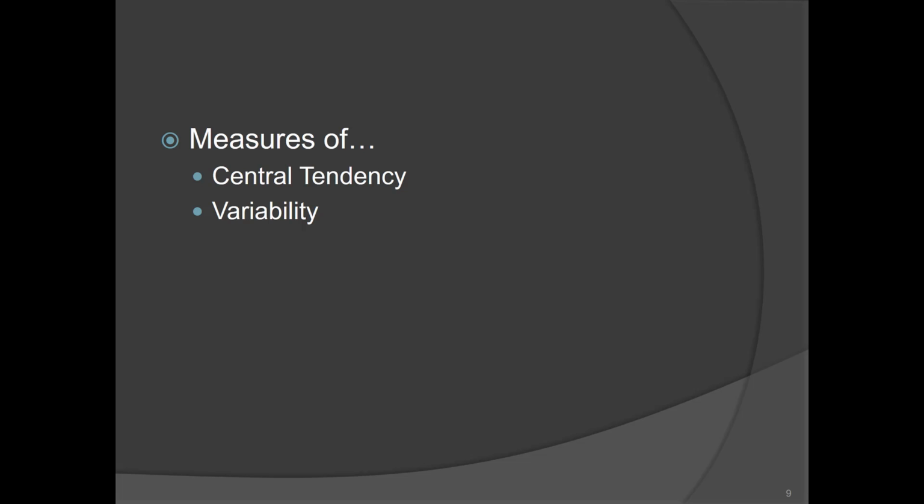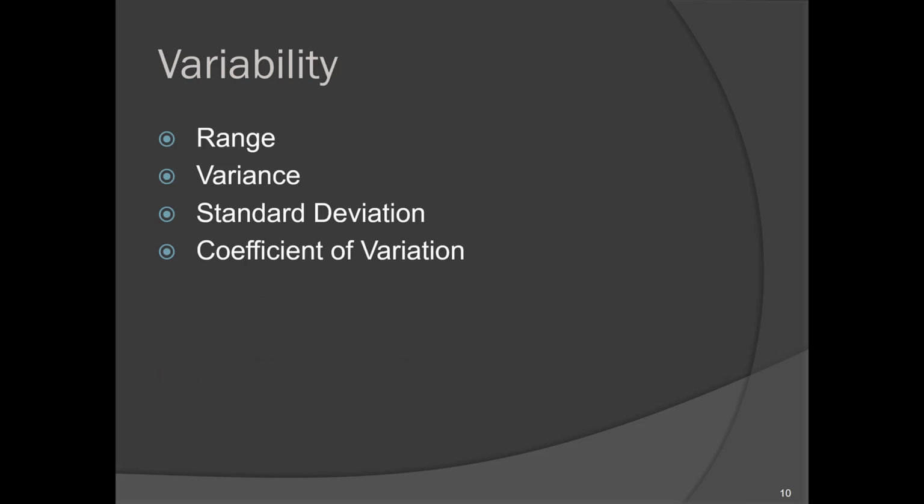The other thing we look at in our descriptive statistics are the measures of variability. There's a few measures of variability: range, variance, standard deviation, and coefficient of variation, which doesn't actually show up in your output of descriptive statistics, but I'll explain that.